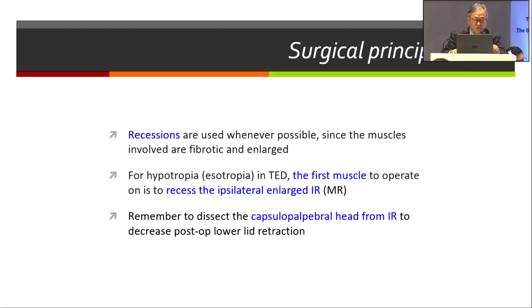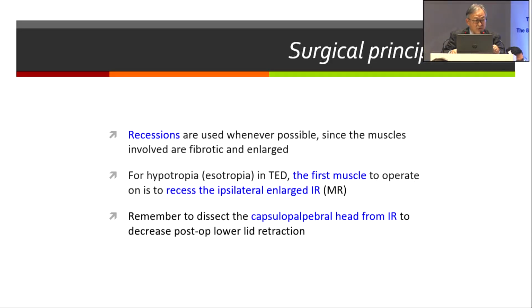For the surgical principle for strabismus in TED, usually resections are used whenever possible, since these muscles are already fibrotic and enlarged. For the hypertropia in TED, usually the first muscle to operate on is to recess the ipsilateral enlarged inferior muscle. And do remember to dissect the capsulopalpebral head from the inferior muscle to decrease the chance of postoperative lower lid retraction.